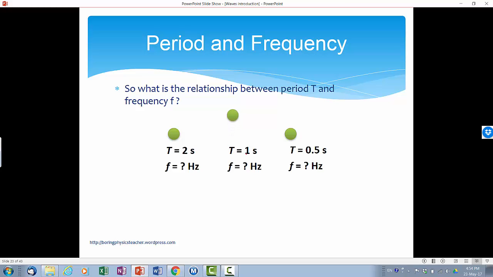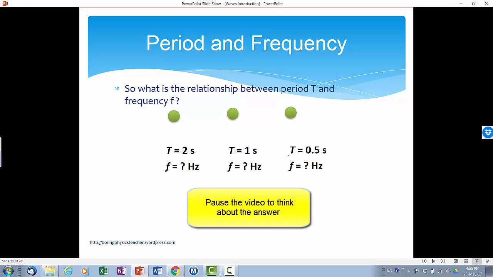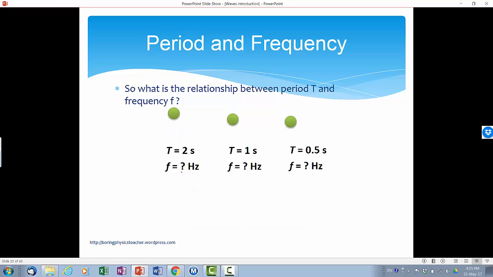So if period is equal to 1 second, what will be the frequency of this? And if the period is 2 seconds, what will be the frequency of this? Or if the period is 0.5 seconds, what will be the frequency of this? Generally, you can see in terms of pattern, the longer the period, the lower the frequency, or the shorter the period, the higher the frequency. So generally, you can say that they have an inverse relationship. So you can actually sum up into this.